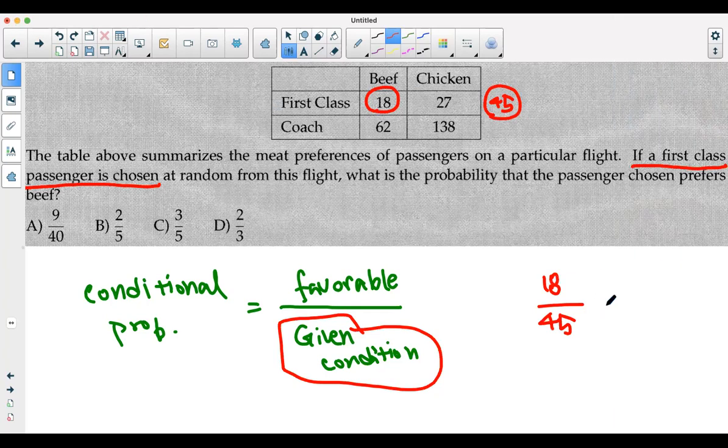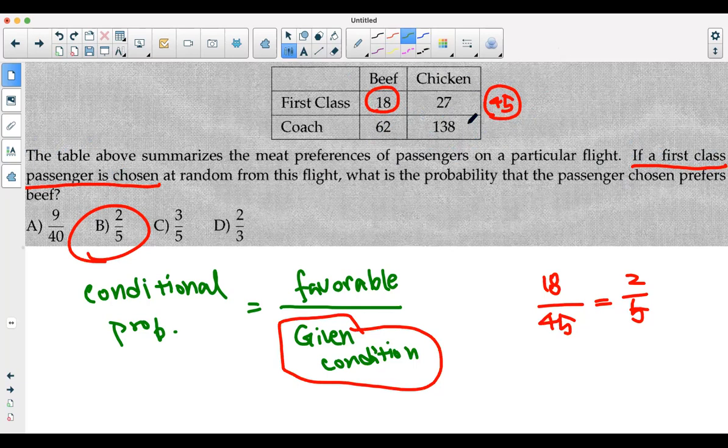So when we look at what we get, guys, I can divide top and bottom by 9. So I get 2 out of 5, which is choice B. Many of you guys got 2 out of 5. Is that clear, guys? Of course, in this case, if I had not used the first class passengers, then it would have been 80, the whole thing, 80 out of the entire people.